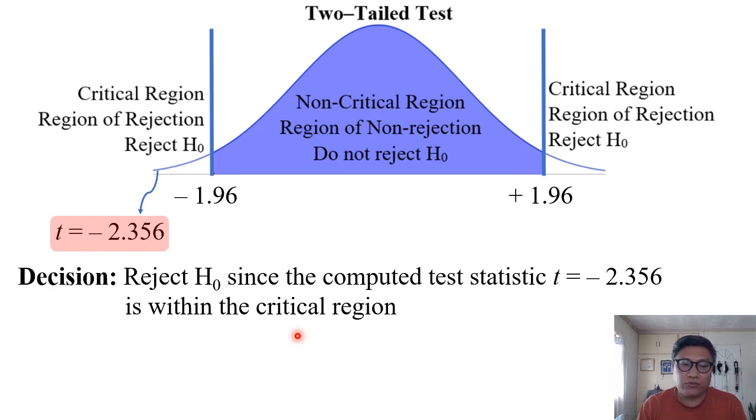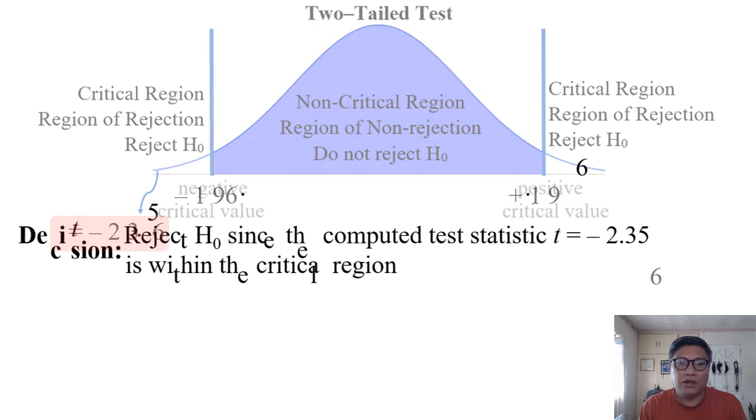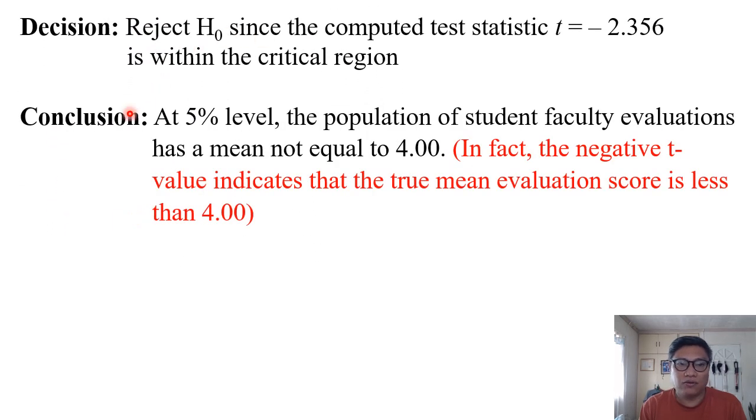So as we rejected the null hypothesis, class, remember that the conclusion is the statement in the alternative. That's the reason why you have to reject the null hypothesis. It means that the correct hypothesis is the alternative hypothesis. So therefore, our conclusion would be: at 5% level, the population student faculty evaluations has a mean not equal to 4.00. In other words, class, it is in fact less than 4.